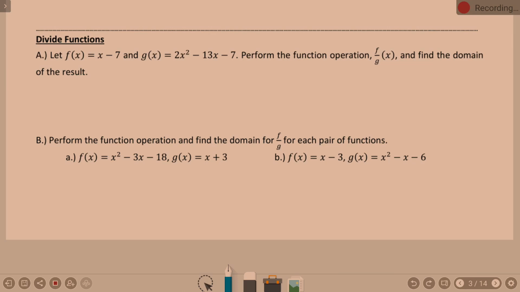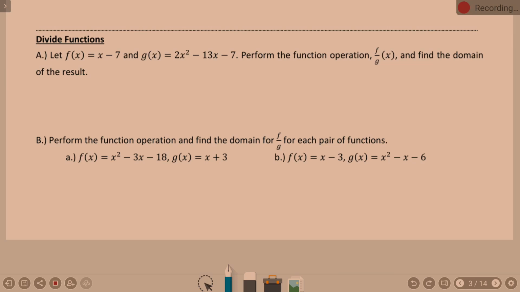They give us an f of x. Let f of x equal x minus 7. They give us g of x. G of x is 2x squared minus 13x minus 7. Perform the function operation f over g of x, and then find the domain. What are they wanting us to do here? F divided by g. Some of you are anticipating actual horrible division. No.